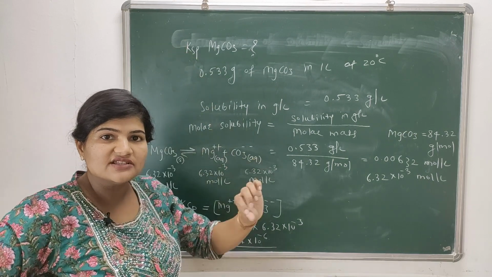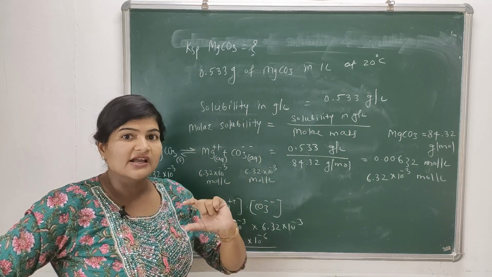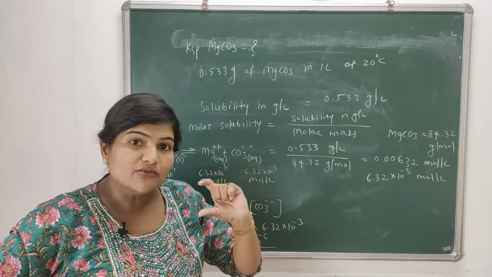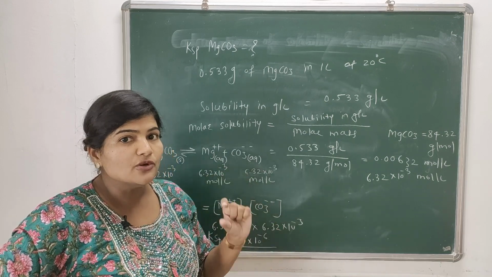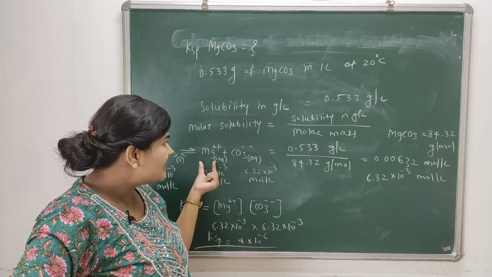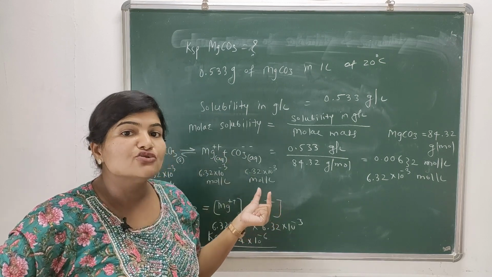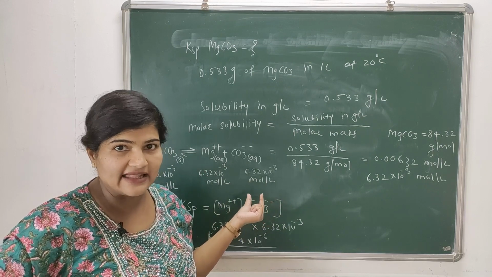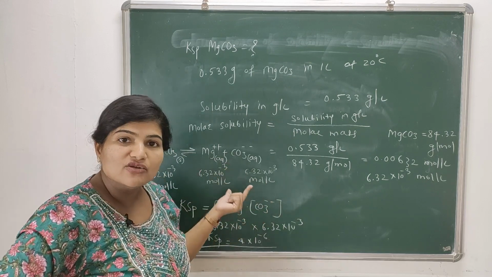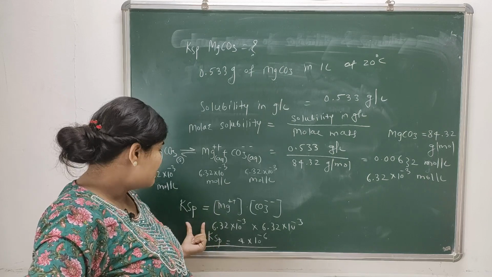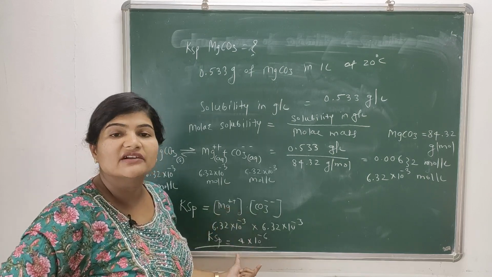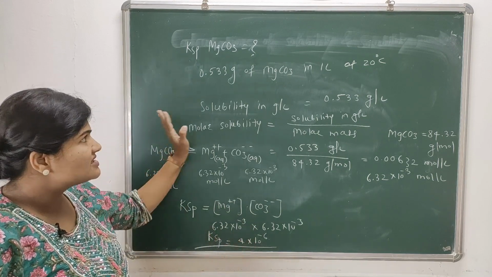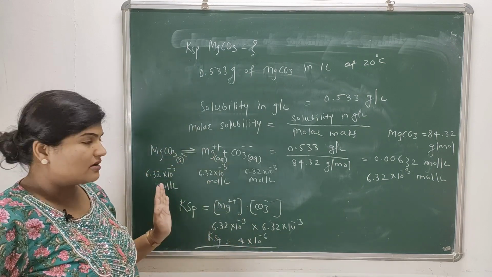So what we do first is convert the gram per liter solubility to moles per liter, the molar solubility. When you have the molar solubility, you come to know how many moles of cations and anions are being formed. So you come to know the ionic concentrations of the ions, and then, based on those ionic concentrations and writing the KSP equation, we figure out the value of KSP for that particular salt. So this is how we are going to do it.